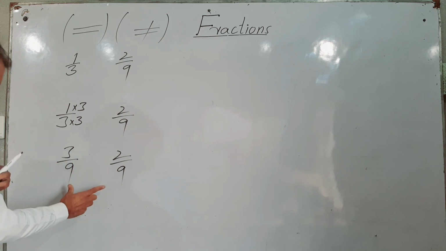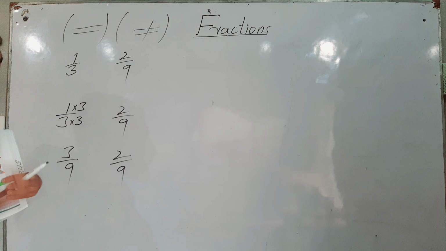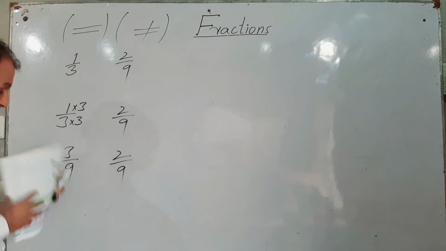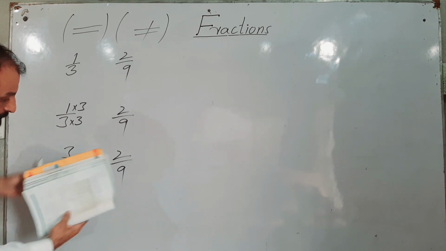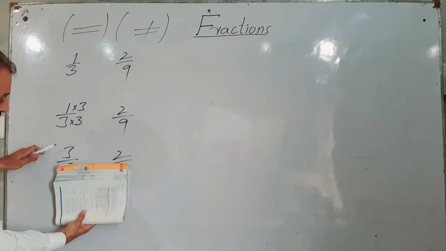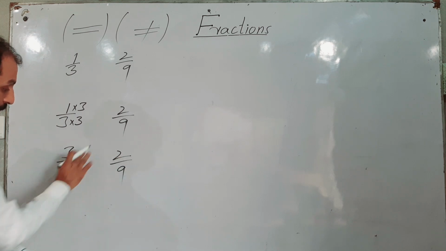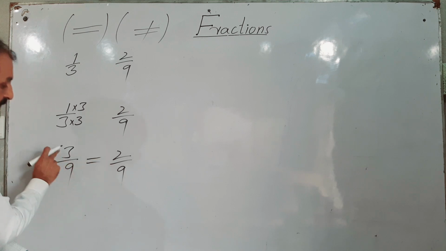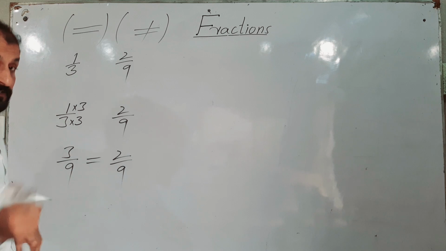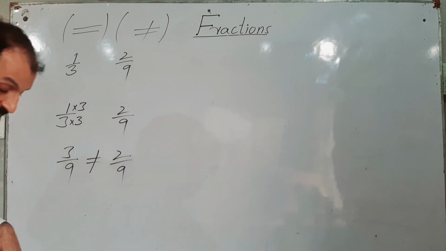Now you can see the denominators are the same. Now we can compare them. Since the denominators are the same, ignore the denominators. Now check which side is greater, left hand side or right hand side. 3 is greater than 2. Are they equal or not? 3 is greater than 2, not equal to. It means these fractions are not equal to each other.